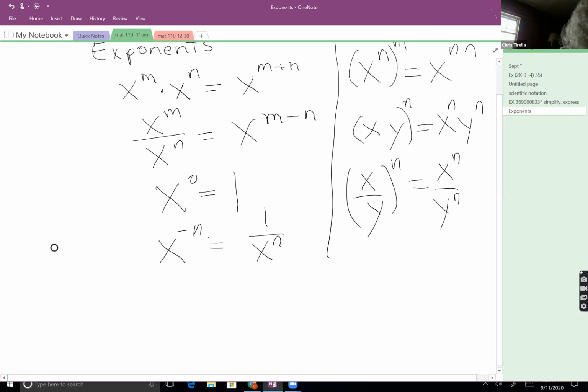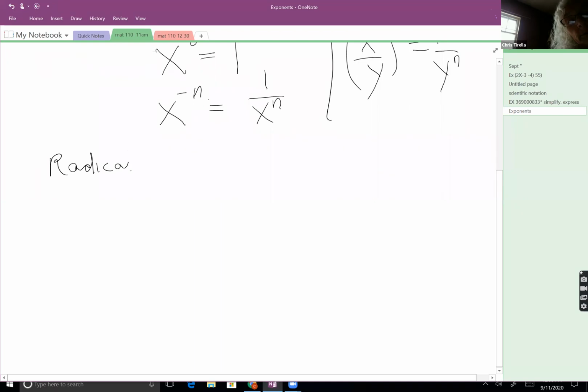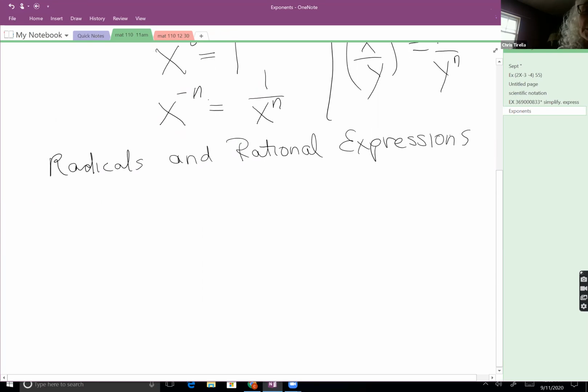Because the next place that we're going is we're going to start looking at radicals and rational expressions. I'm sorry, I didn't mean rational expressions. It's the other EXP word, rational exponents.